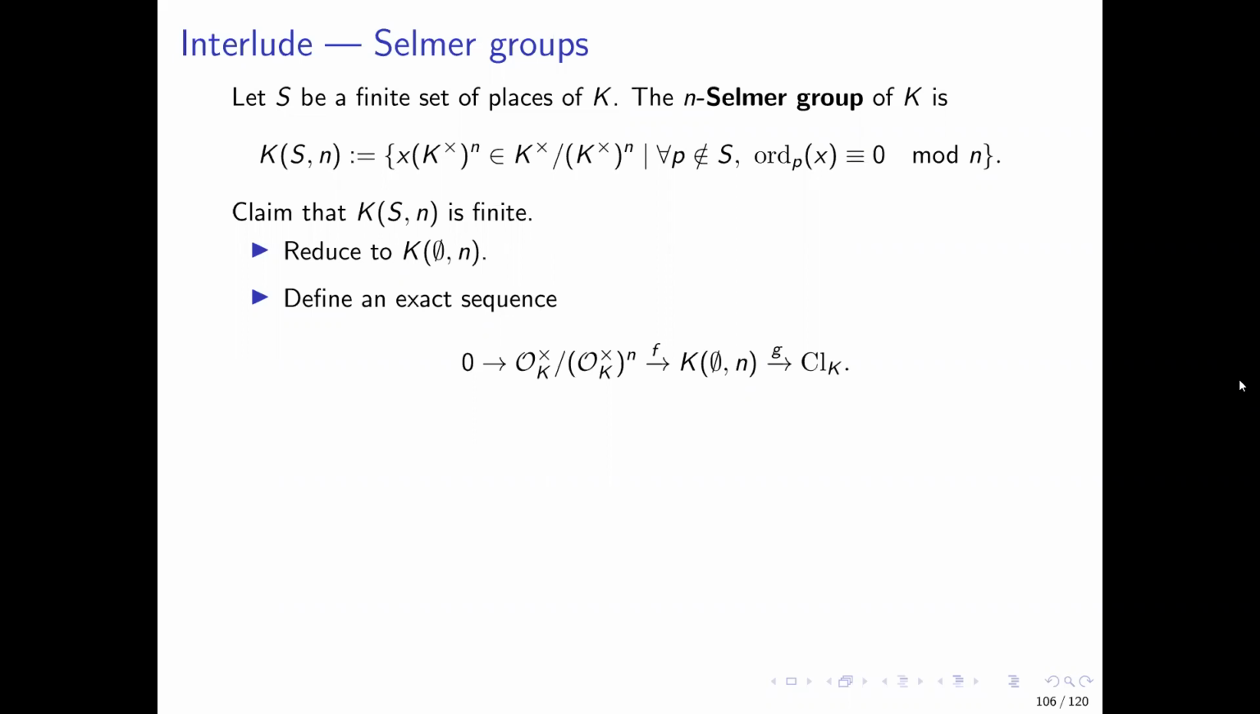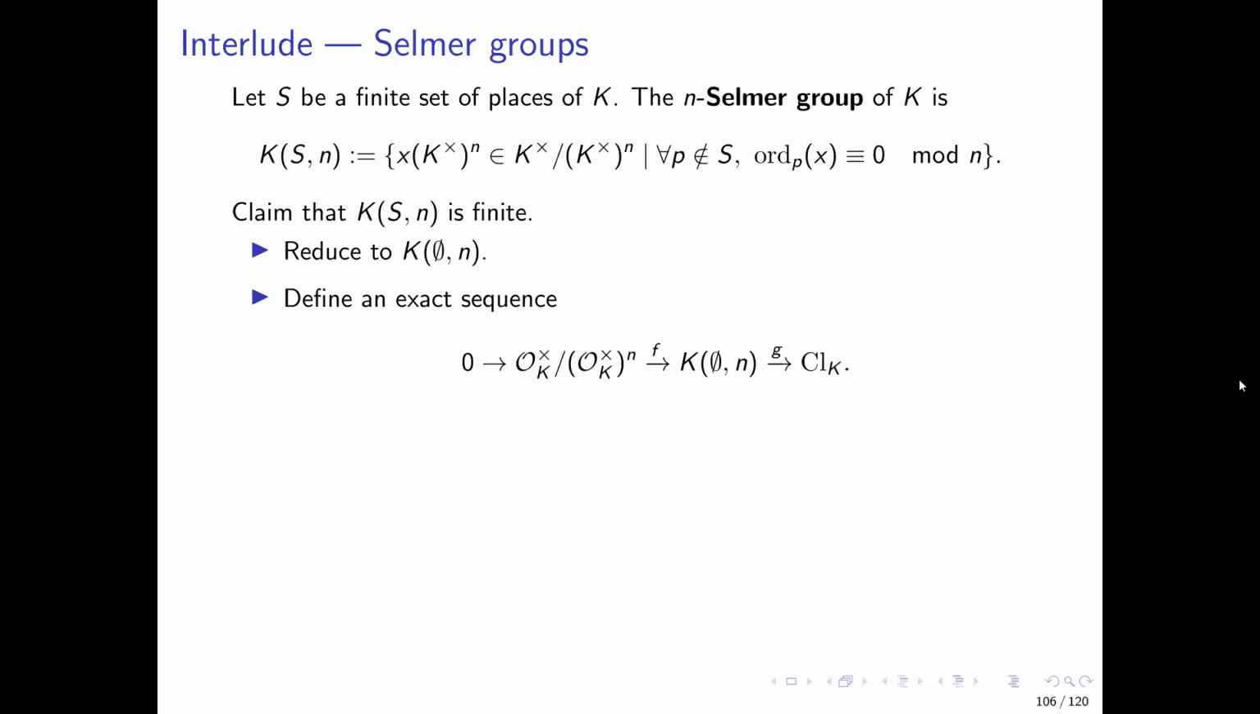Again, there's a bunch of maps. I can describe what F is. K_∅^n is a subgroup of this thing. So how do you send an element from here to here? First you take an element of O_K cross, send it to K cross by just including it, take the quotient, and then compute the kernel. The kernel is exactly that. So that's what F is.